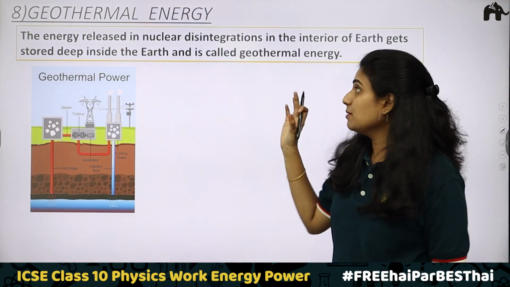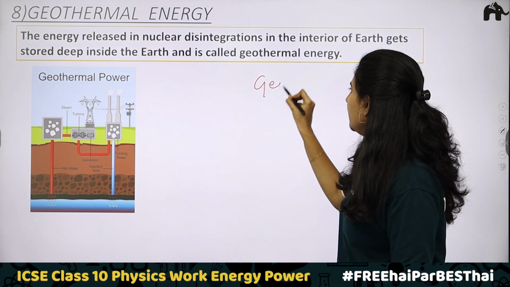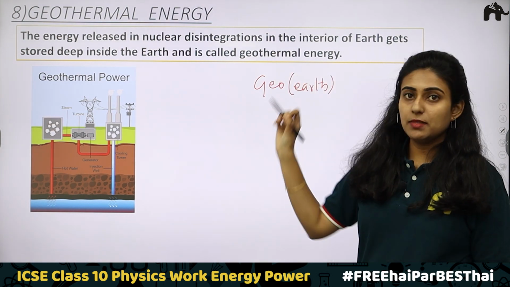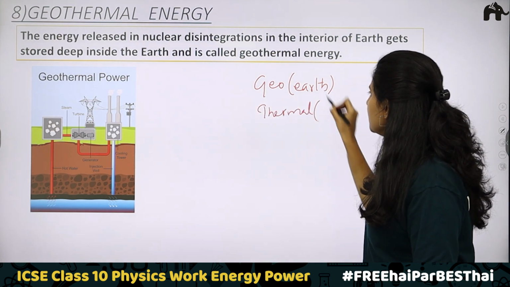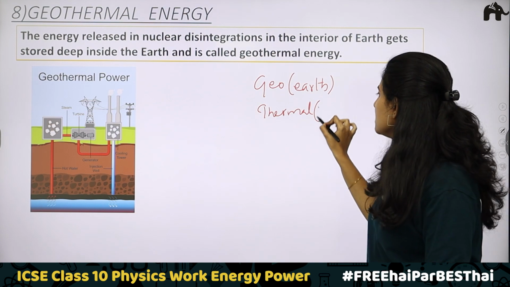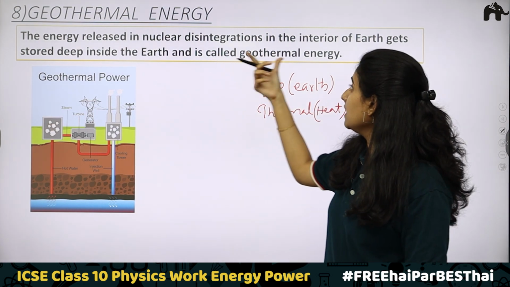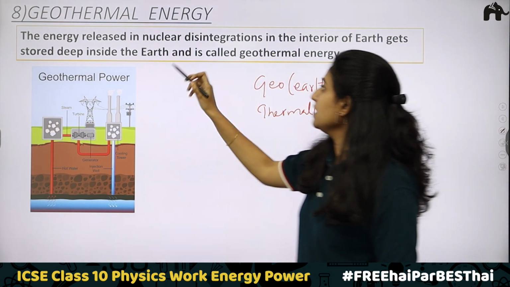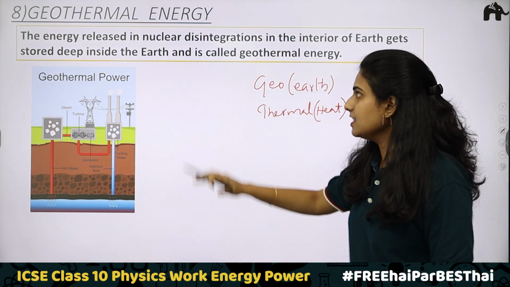Next is geothermal energy. From the word itself it is clear. Geo means earth, related to earth. Thermal means heat. Geothermal means related to earth and heat. Okay, the energy released in nuclear disintegrations in the interior of the earth gets stored deep inside the earth and is called geothermal energy. Take this case here.